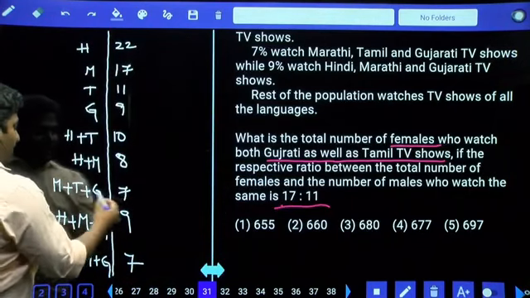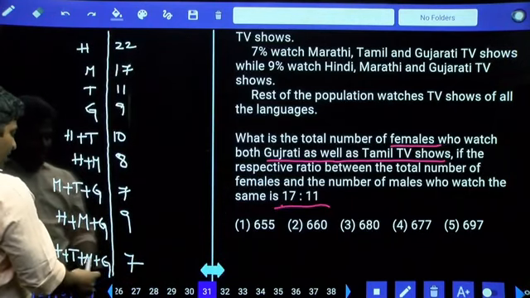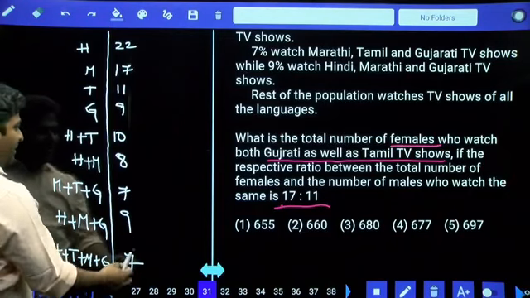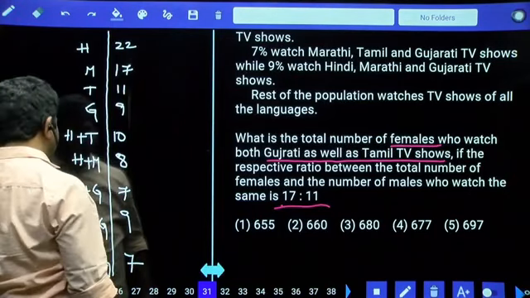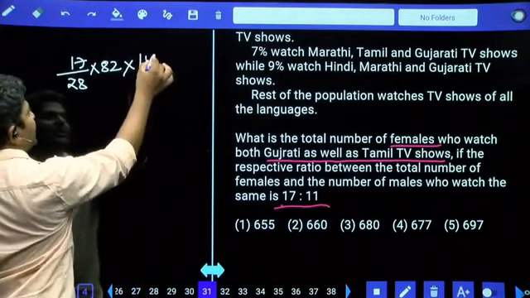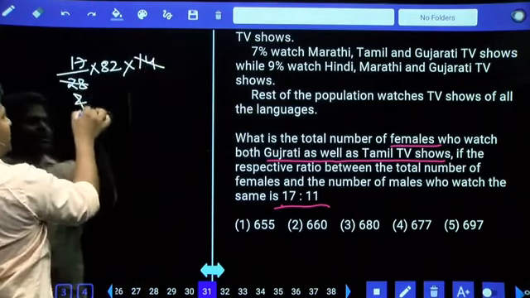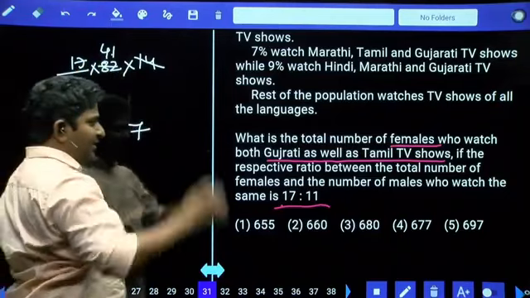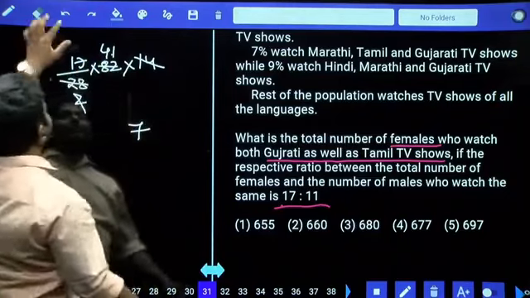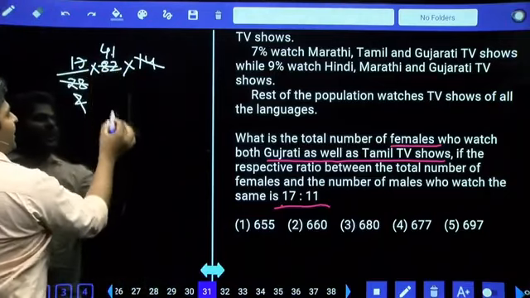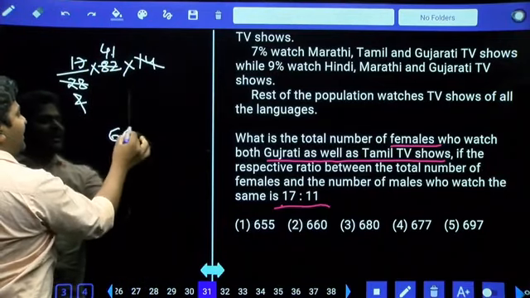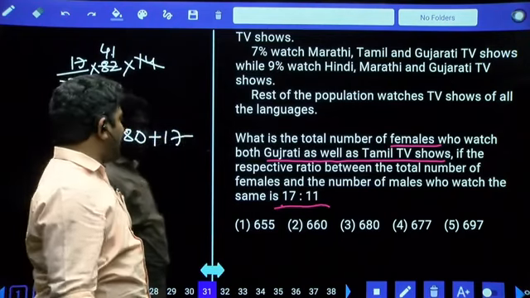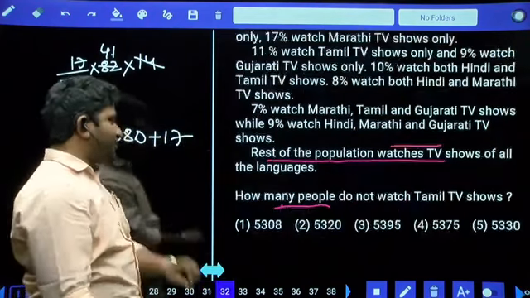Here we have Gujarati and Tamil, and here we don't have Tamil, Gujarati and Tamil. So 7 plus 7, that is equal to 14%. So that is into 14. 7 into 1, answer should end with 7. There are two options here. So 17 into 40 is 680, plus 17 into 1 is 17. So total 697. 697, fifth option is the answer.